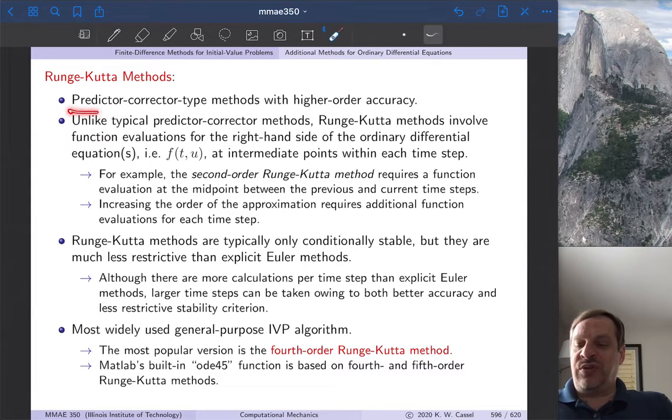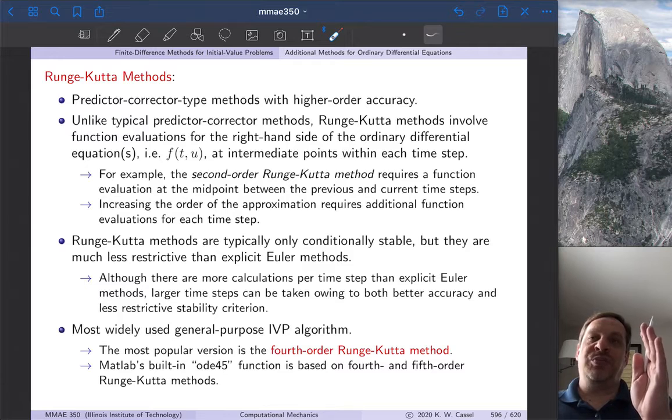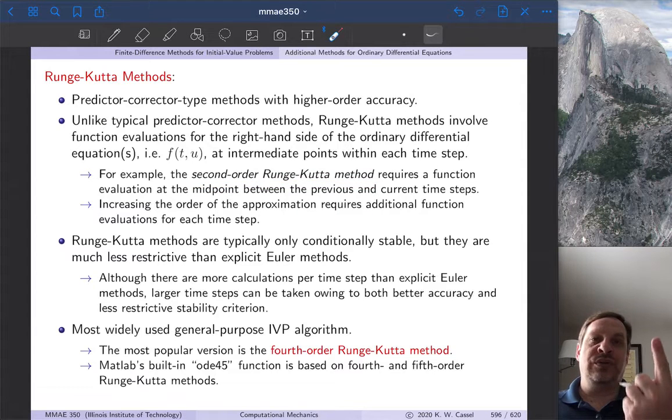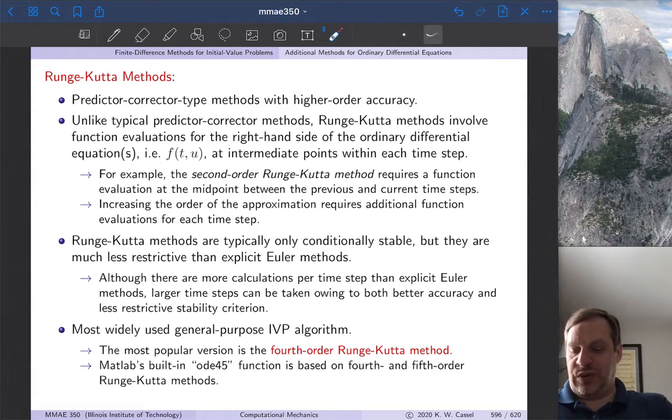So it's a predictor-corrector type method that we can extend to higher order accuracy. Unlike the predictor-corrector methods that I just described, Runge-Kutta methods involve function evaluations in between the time steps. And depending on how many of those function evaluations you do at intermediate time steps between n and n plus 1, that determines the order of accuracy of the method. So for example, a second order Runge-Kutta method would require one additional function evaluation at the midpoint between the previous and the current time steps. If you go to higher order, again, more of those intermediate calculations.